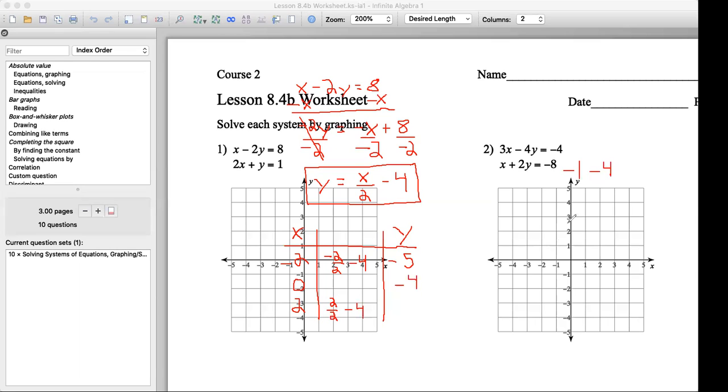Scratch work off to the side. 2 divided by 2 is 1. Minus 4, Genevieve, would be negative 3. Remember, same signs are different, so you subtract big minus small, 3. More negatives, more positives. We got more negatives, so negative 3. Okay, there are my 3 points.